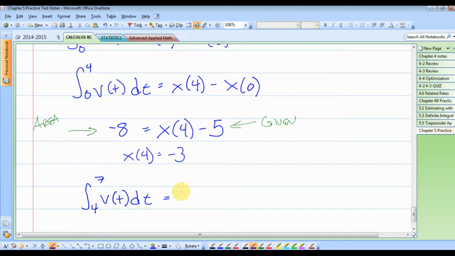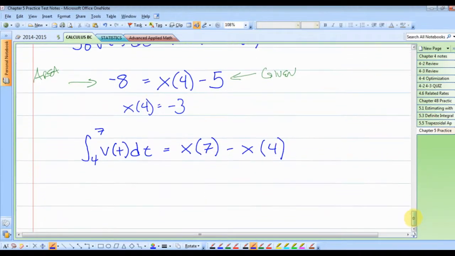Okay, can you tell me, the integral from 4 to 7 of velocity, what does that equal? X of 7 minus X of 4. That's the fundamental theorem again, right? Look how fundamental it is.